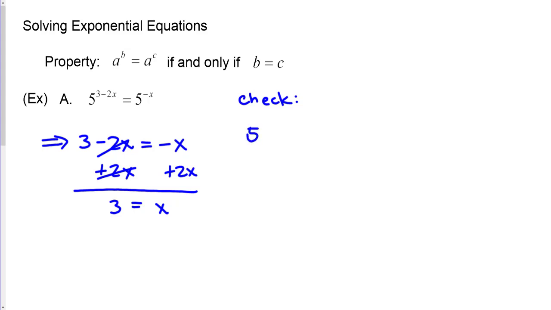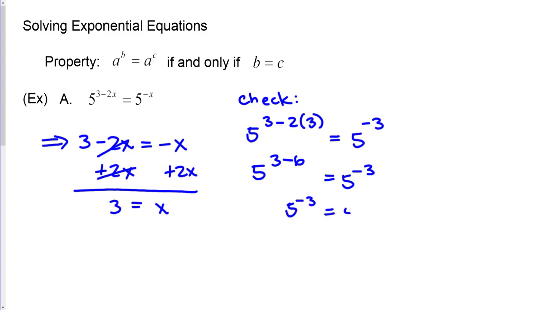So for instance, what I'm saying is 5 to the 3 minus 2 times 3 is equal to 5 to the negative third power. So I'm just substituting 3 in for x. So this would be 5 to the 3 minus 6. And when you do 3 minus 6, that is in fact negative 3. So this checks out.